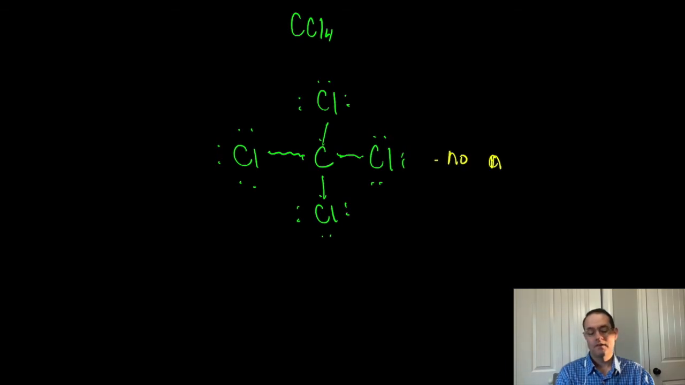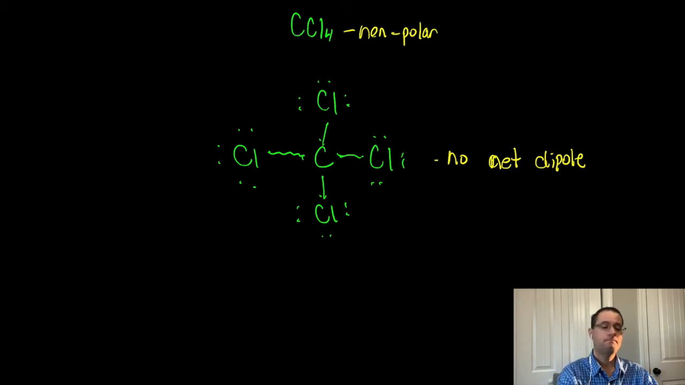No net dipole, okay? So it's tetrahedral. All of those 4 chlorine atoms are the same. So this is nonpolar. And therefore, we would say this molecular structure or molecule will not exhibit dipole-dipole forces. Okay.